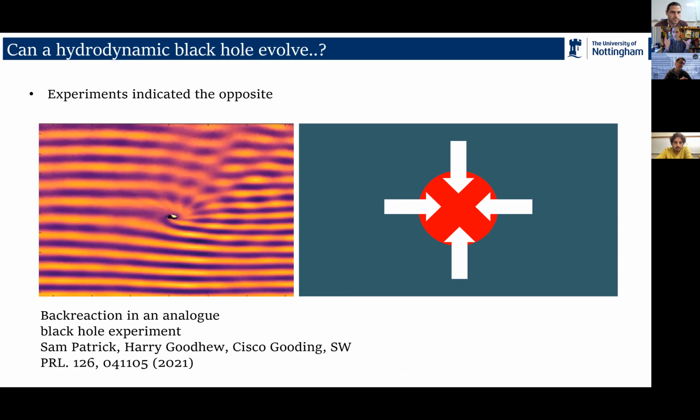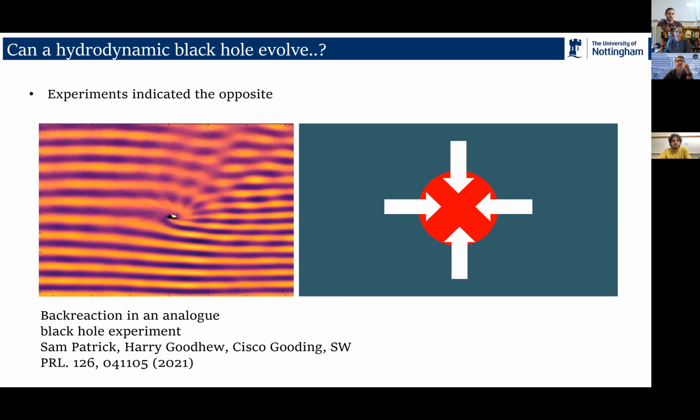And the reason was because we saw that the water height was running away. It drained more. And we just said, okay, we need to find a way around it. And at some point we need to figure out why that is. And this is what we did in this paper, recently published in 2021, with Sam Patrick, Harry Goodhue, and Silke Weinfurtner. We looked at these experiments again.